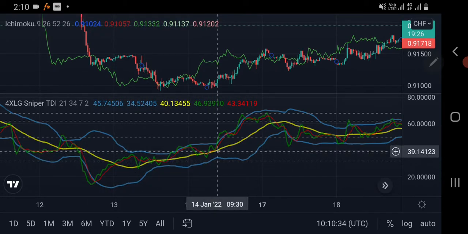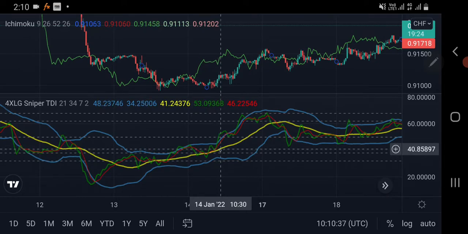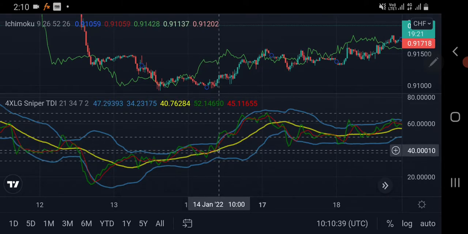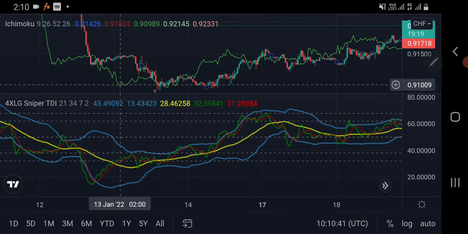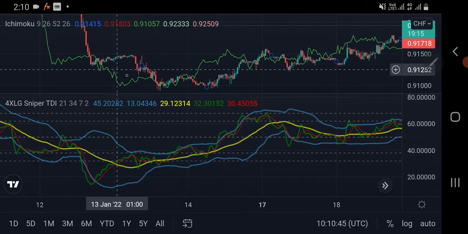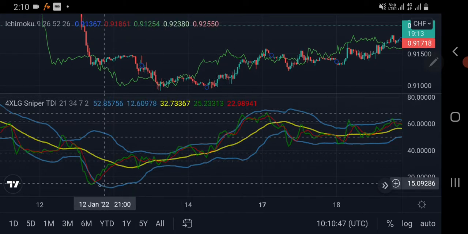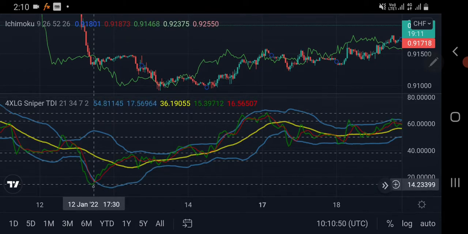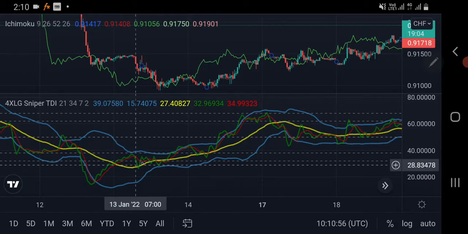So this is the trade which you can take for the buy, go for long. Why is that? From this point to this point, the price all the way came down, the price is going down, but here the TDI indicator is showing the price very soon is going to go upwards.